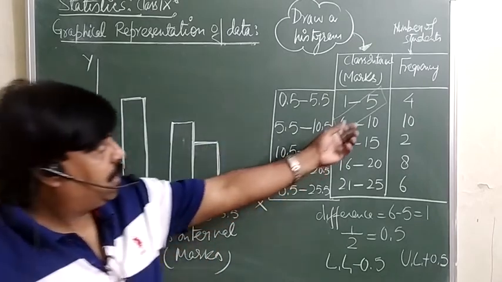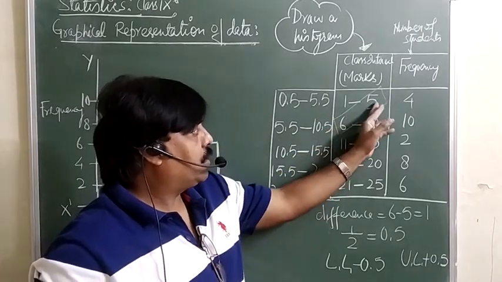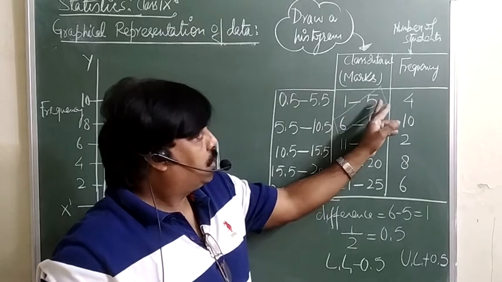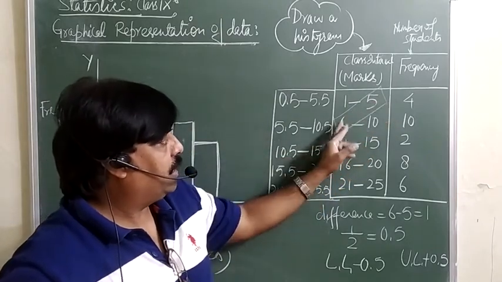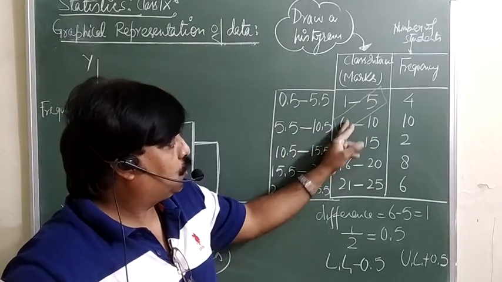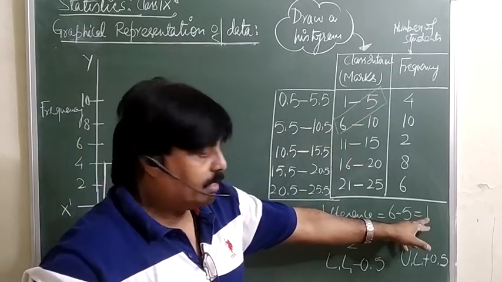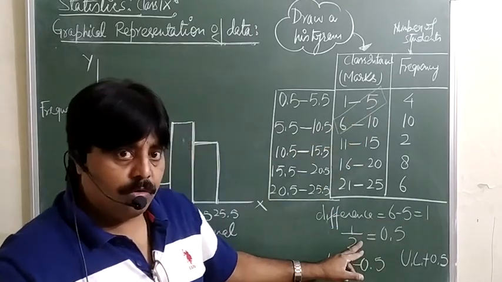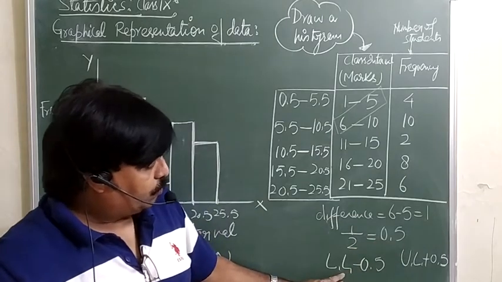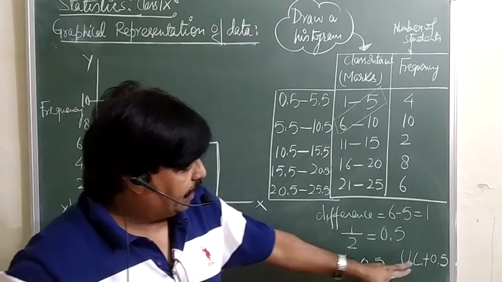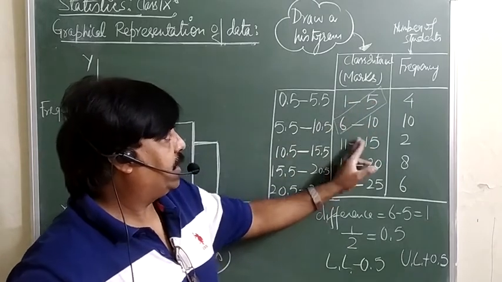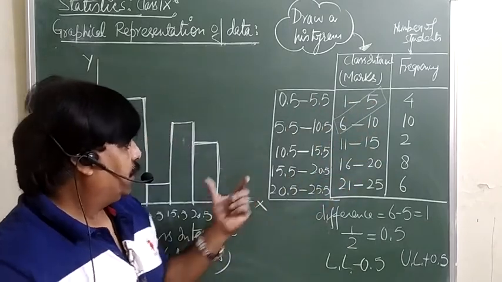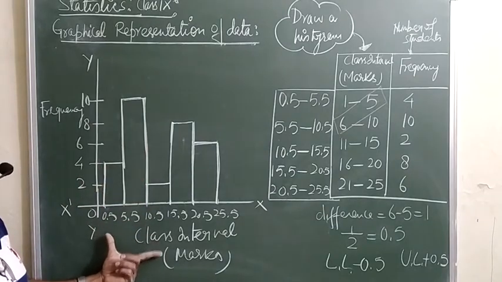So in case the inclusive distribution is there, these are not going to coincide, so you are supposed to make them coincide first. If they are not coinciding, then how do we make them coincide? You can take the difference of these two. Whatever the difference comes, divide by 2. You must subtract that from the lower limit and add it to the upper. Subtract and add, subtract, add, subtract, add. Then they are going to coincide. Then you can draw the histogram. Have a look.